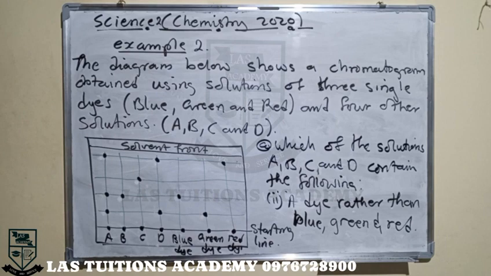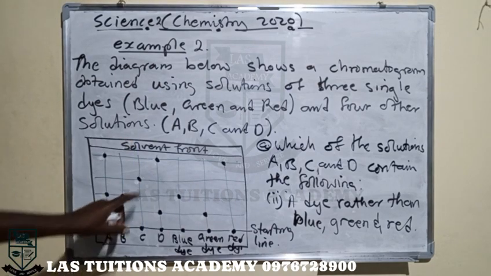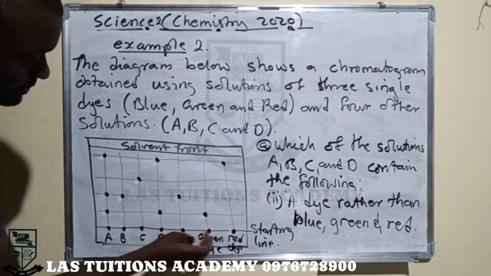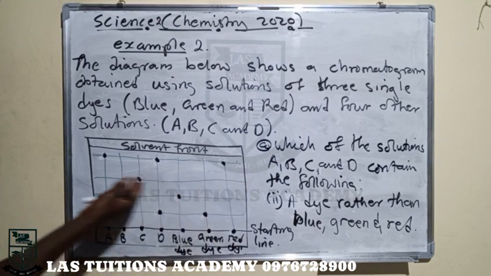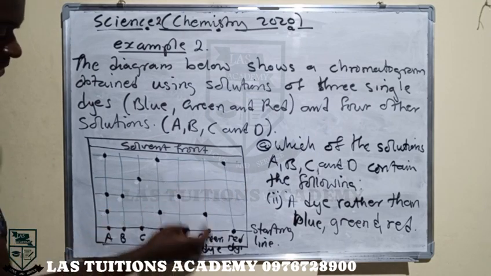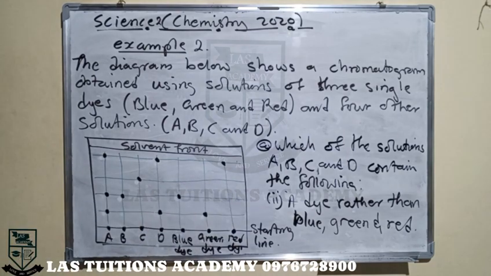Is that Barbara, or Chile? She has raised her hand. Are you the one who gave us that answer? Yes. Perfect. So C, when you look at C, there is no other dye matching from blue, green, and red. It's just alone there. Blue is nowhere, green is nowhere, red is nowhere. So it's an independent solution. It doesn't have any of these dyes.